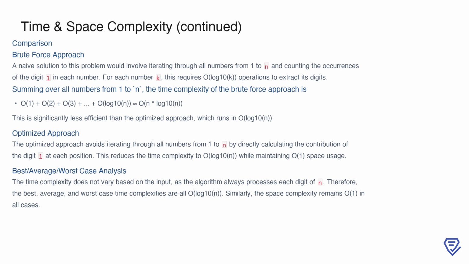Not only is the optimized approach faster, but it also guarantees consistent performance. Since the algorithm processes each digit of n individually, the best, average, and worst case time complexities all remain O(log10 n), with the space complexity constant at O(1).